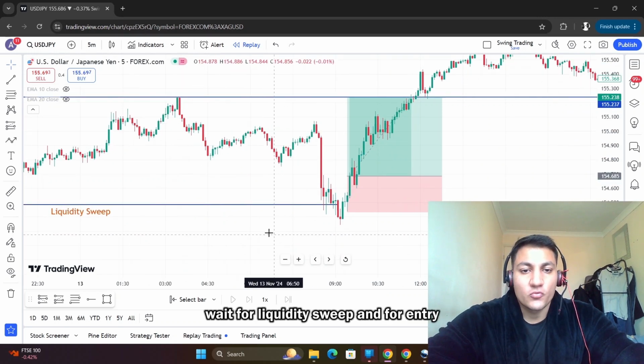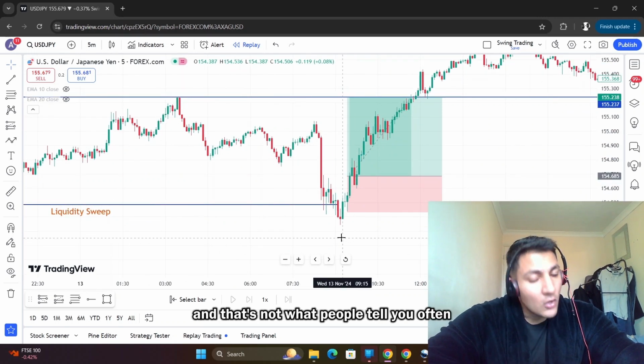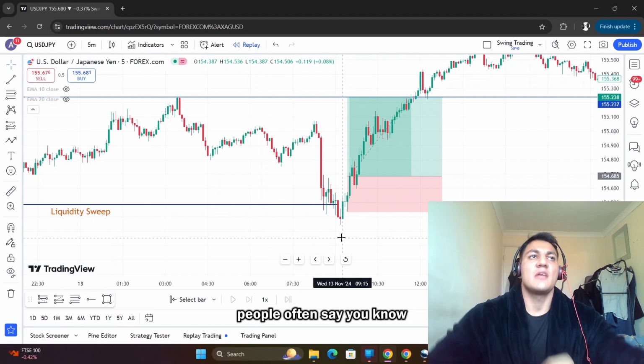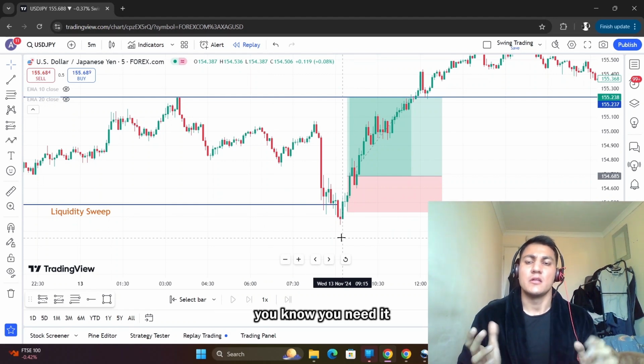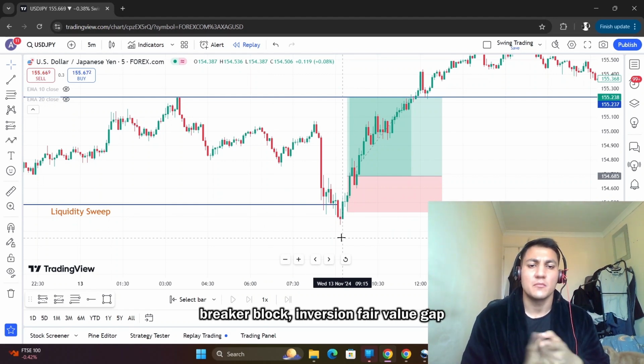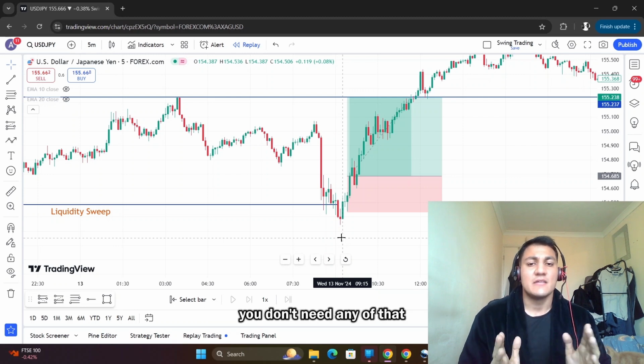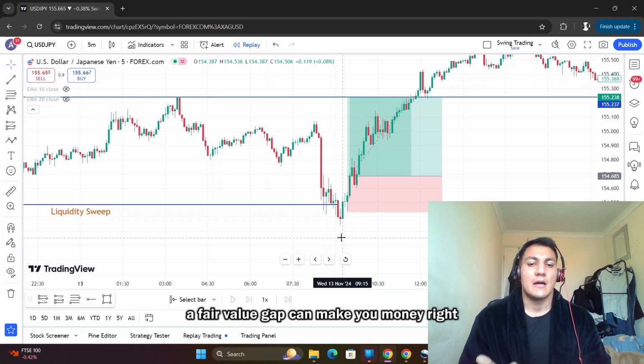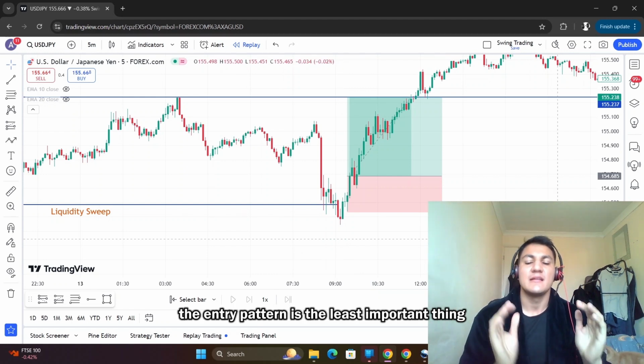And for entry, it really does not matter. And that's not what people often tell you. People often say entry is the most important thing. You need this mitigation block, breaker block, inversion fair value gap. You don't need any of that. As long as you've got the bias, a fair value gap can make you money. An order block can, an optimal trade entry can. The entry pattern is the least important thing.